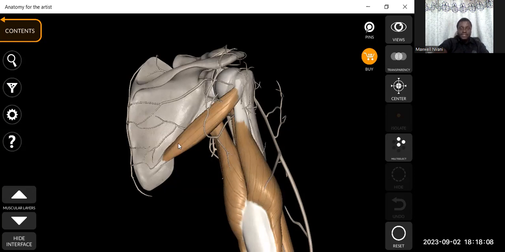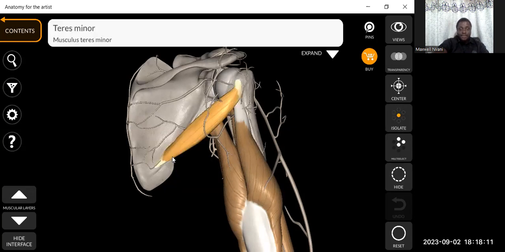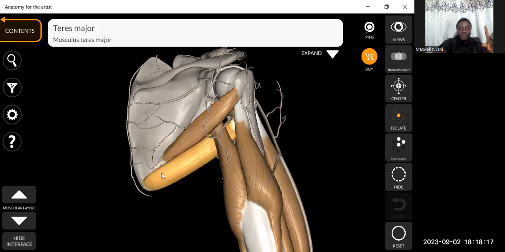Okay, that's the teres minor. Sorry, teres minor, the upper 2/3. While the teres major right here is in the lower 1/3. So the upper 2/3, the teres minor attaches along the lateral border on the dorsal aspect of the scapula, while the teres major attaches along the lower 1/3 of the lateral border on the dorsal aspect of the scapula.